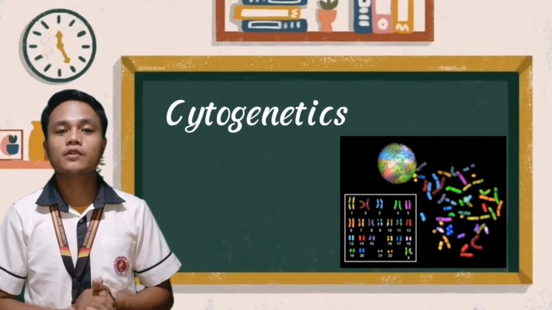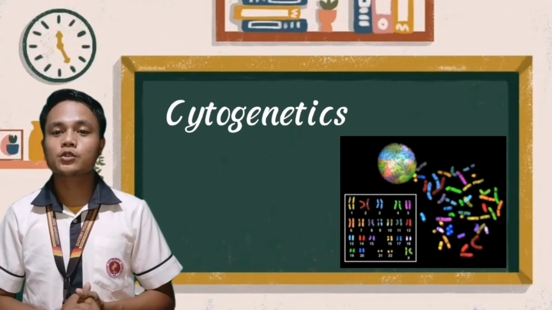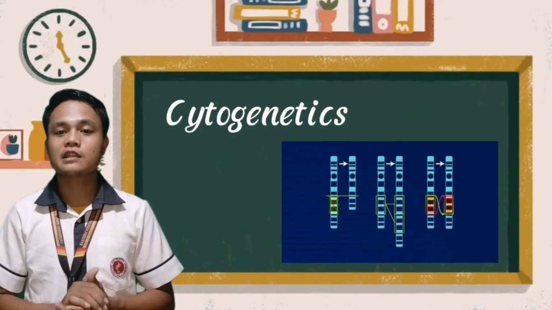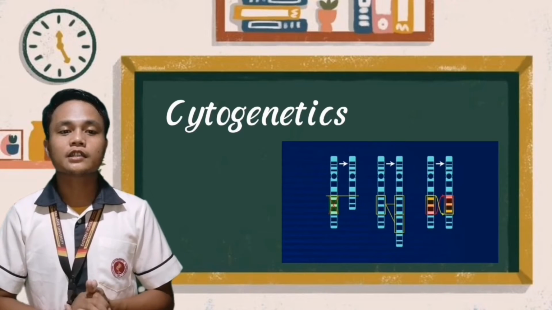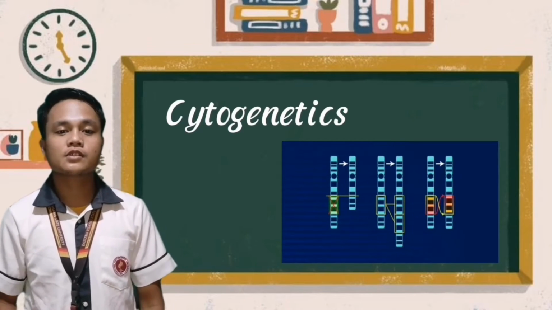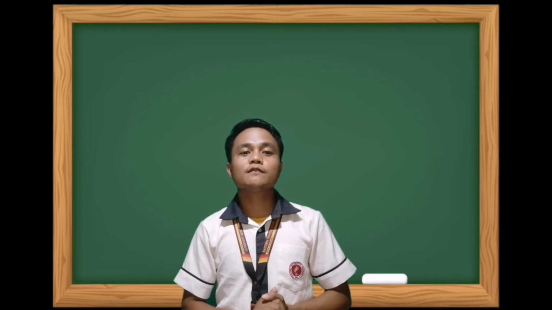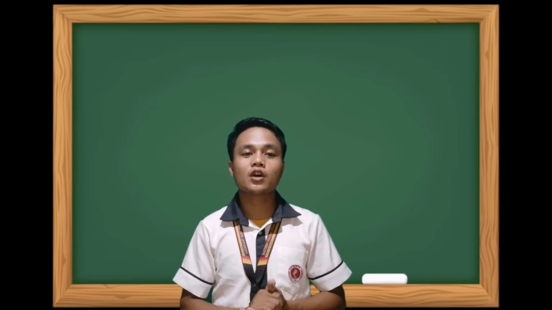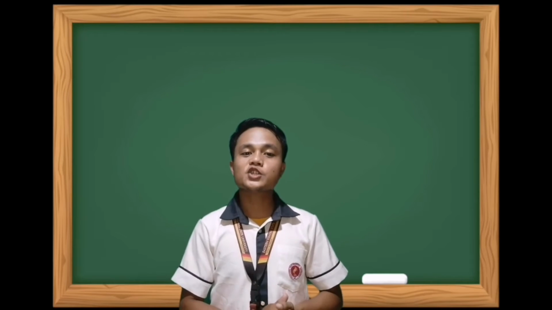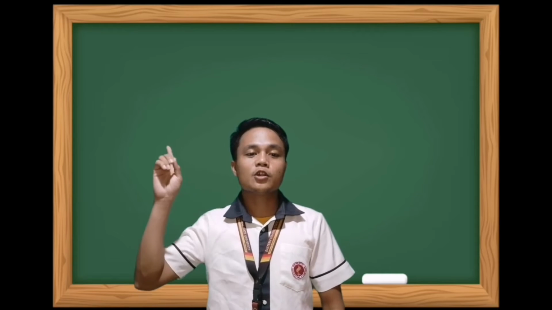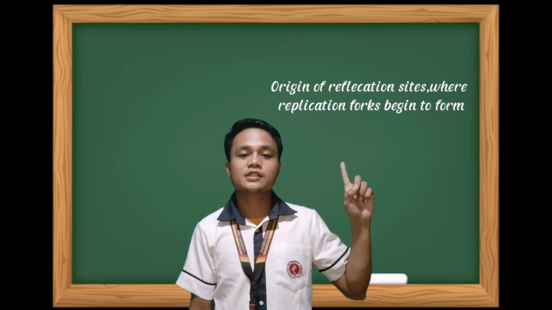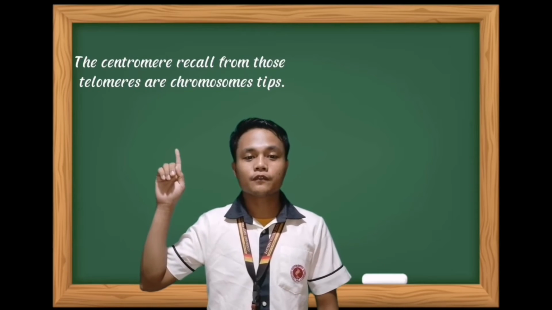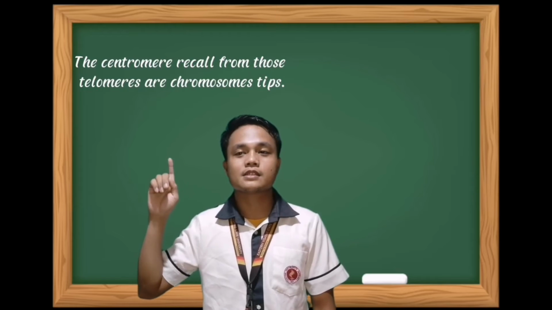Cytogenetics is the subdiscipline within genetics that links chromosome variation to specific traits, including illnesses. This chapter explores several chromosome-level abnormalities and their effects on health. Actual cases are used to describe some of them. Chromosomes have long been described and distinguished by size and shape, using stains and dyes to contrast dark and light regions of the DNA. The essential parts of a chromosome are telomeres, origin of replication sites where replication forks begin to form, and the centromere. Recall that telomeres are chromosome tips.